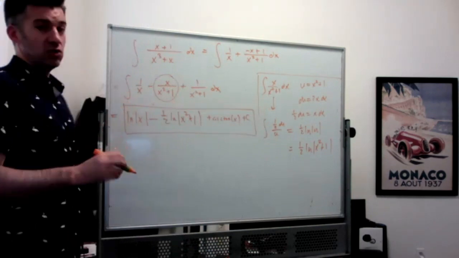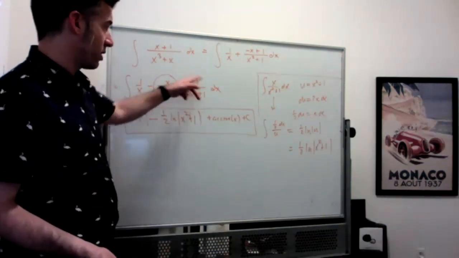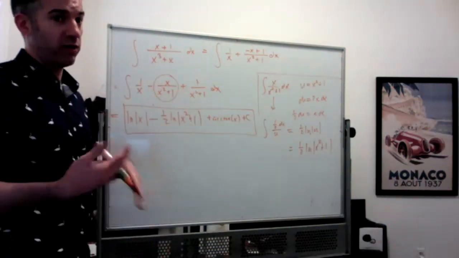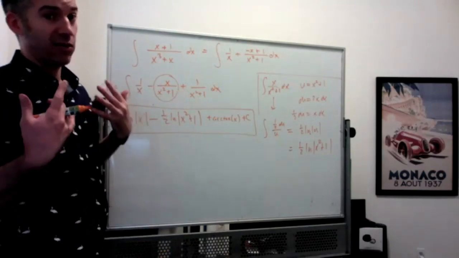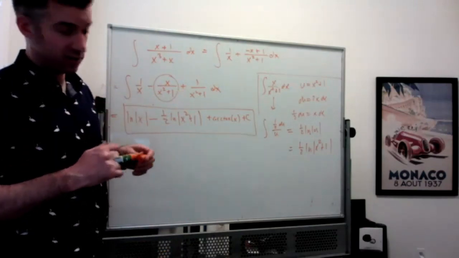You could, but you do not need to use a trig substitution here. If you see 1 over x squared plus 1, you just get to say, I know the antiderivative is the arctangent of x.